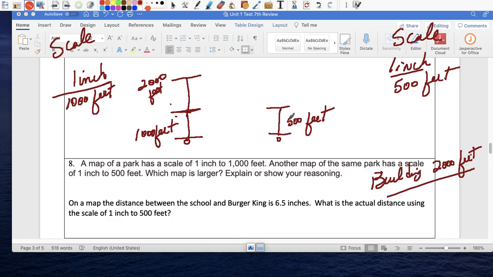With the scale on the right, that would be 500, so I need another 500, which would take us to 1,000 feet. I would need another 500, which would take us to 1,500 feet. And guess what? Am I still done? No, I'm not. I would need another, right? That would take us to 2,000 feet. So which of these two scales would give me the larger drawing, in this case, the larger map? Well, it would be this guy here.